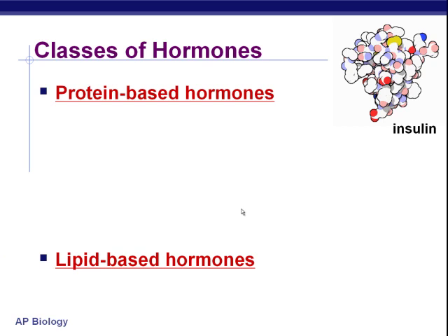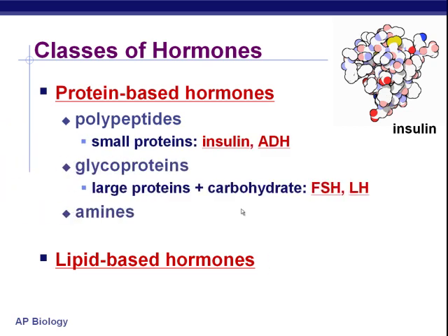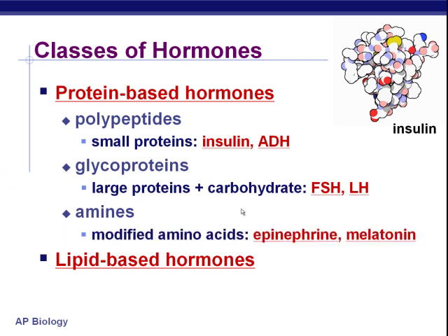Please remember from way back at the beginning of the year, proteins are those things that are made up of amino acids. We've got several different types, and I'm going to click them up here, but really I don't think it's terribly important that you know these different subcategories of protein-based hormones. Just understand that some hormones are made out of protein.